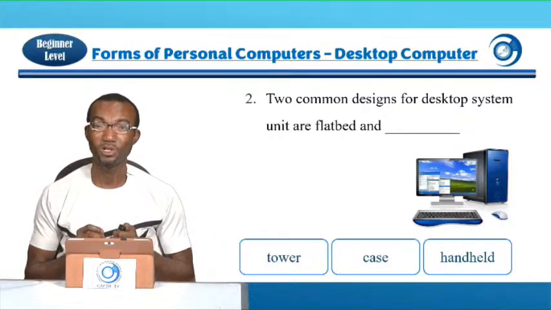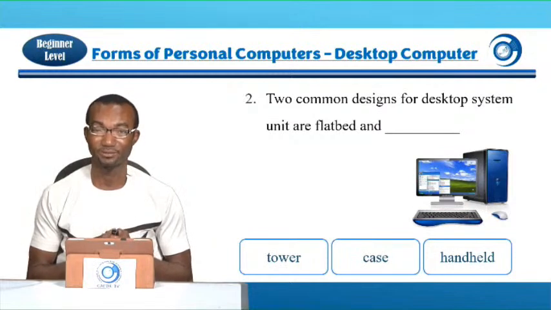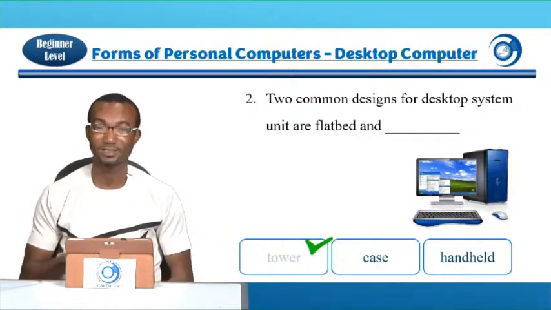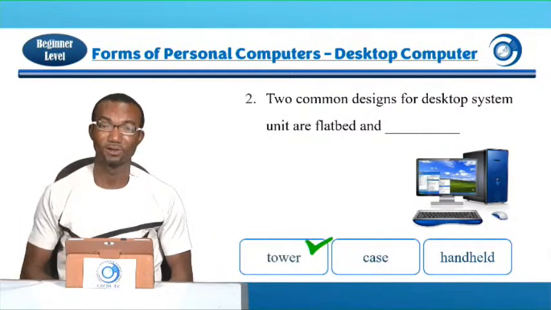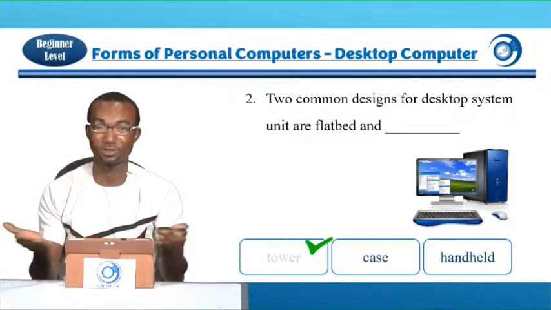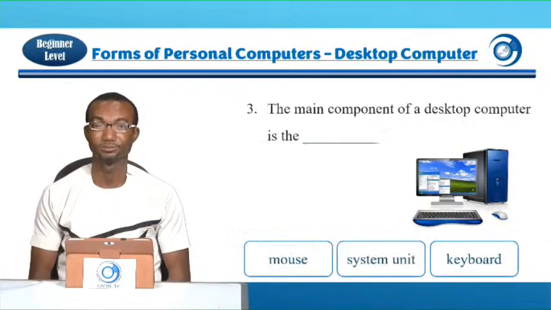Two, common designs for desktop system units are flatbed and what? We have tower, we have case, we have handheld. Good. The answer is tower. That stands vertically on a table, or you can put it on the floor, and the flatbed sits horizontally on a table.